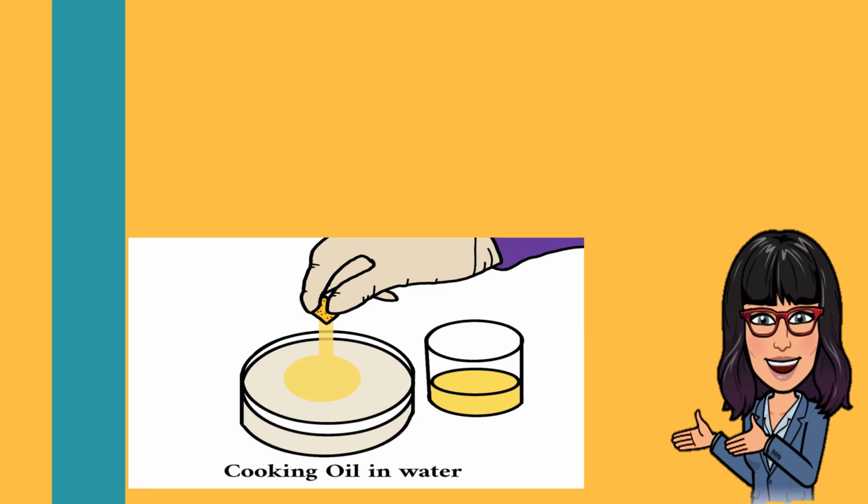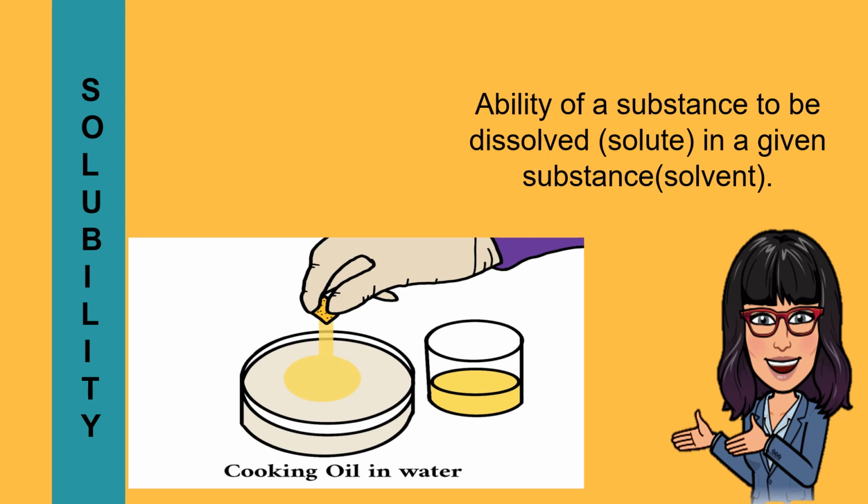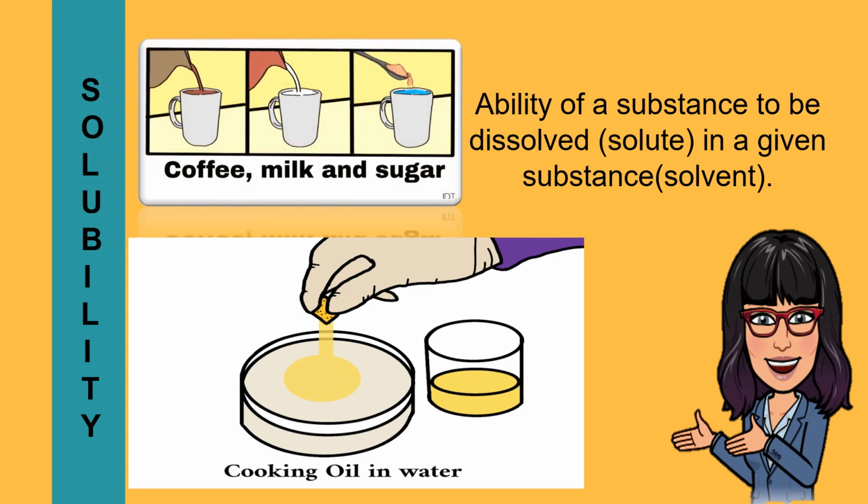Oil spill is rampant nowadays. At home, we always use oil in cooking. See the image and how we could distinguish oil from water. Yes, some materials are miscible and immiscible. A way we could distinguish one material from another is through their solubility. Solubility is the ability of a substance to be dissolved in a given substance.